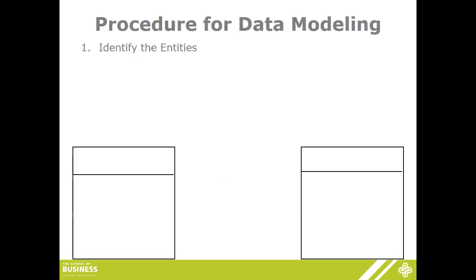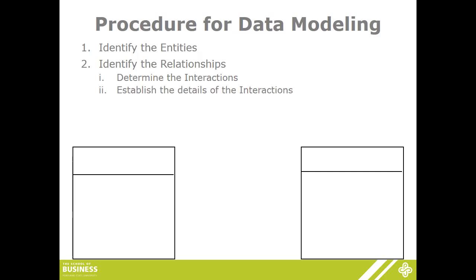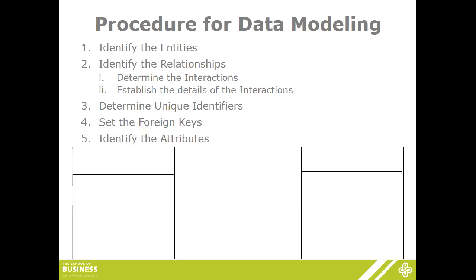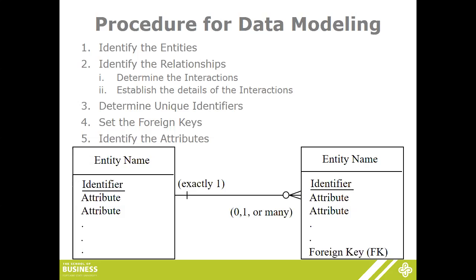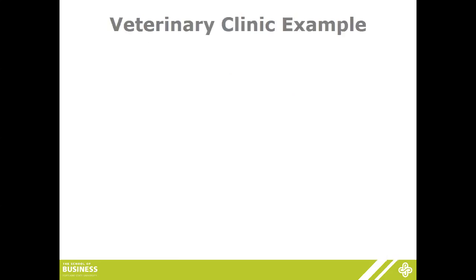And then we had a step through of our process. So identifying the entities, the relationships, figuring out what tables are talking and then how they're talking. Find the unique identifiers, set the foreign keys, and then identify the attributes. I think that is the last slide for this. Okay, so that is all of the reminder stuff.